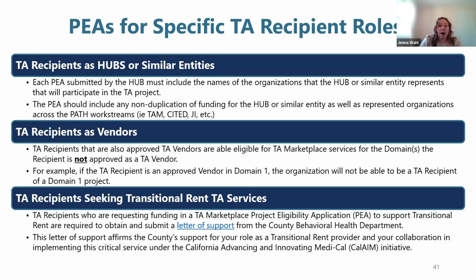And then lastly, which is new given Glenn's presentation today, for those that are seeking TA Marketplace support for transitional rent services, we are requiring that you obtain and submit a letter of support that includes a signature from the County Behavioral Health Department. More information about this letter of support is available on the TAM webpage, as well as the TA recipient policy guide. If we go to the next slide.